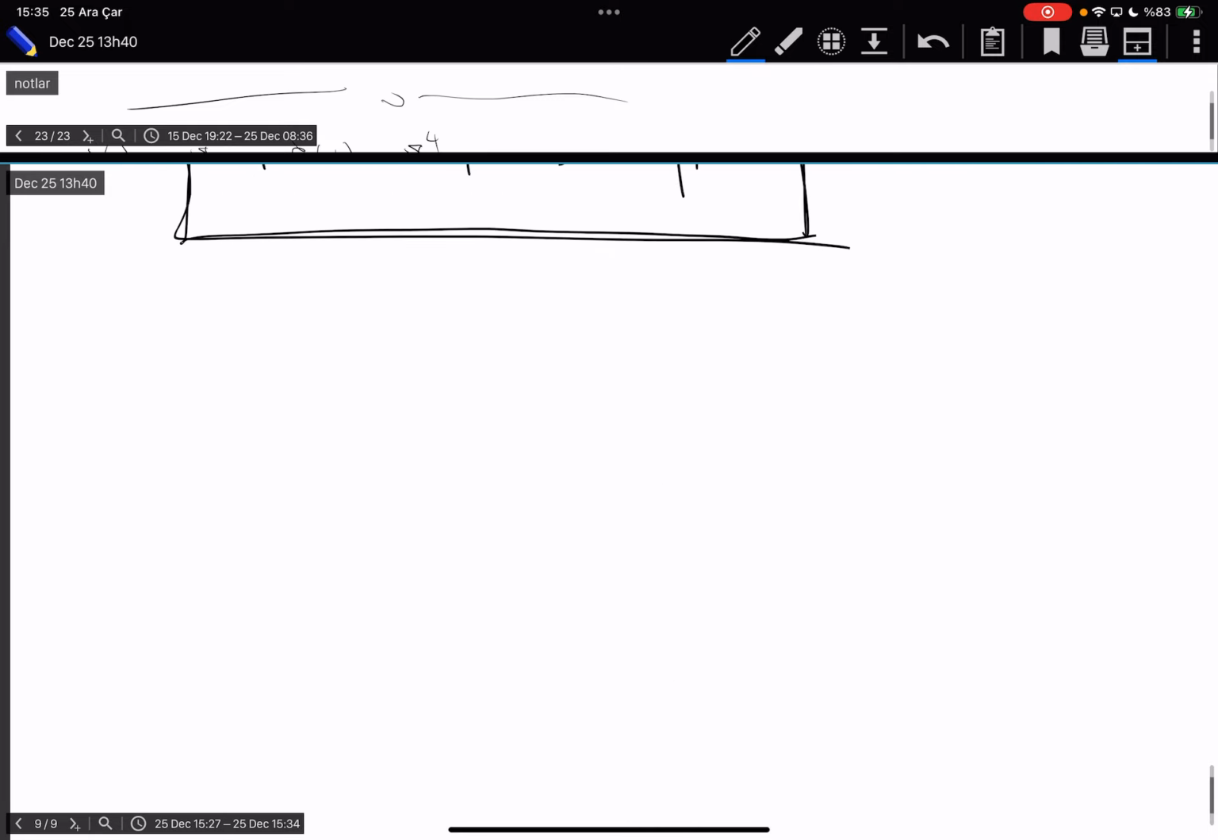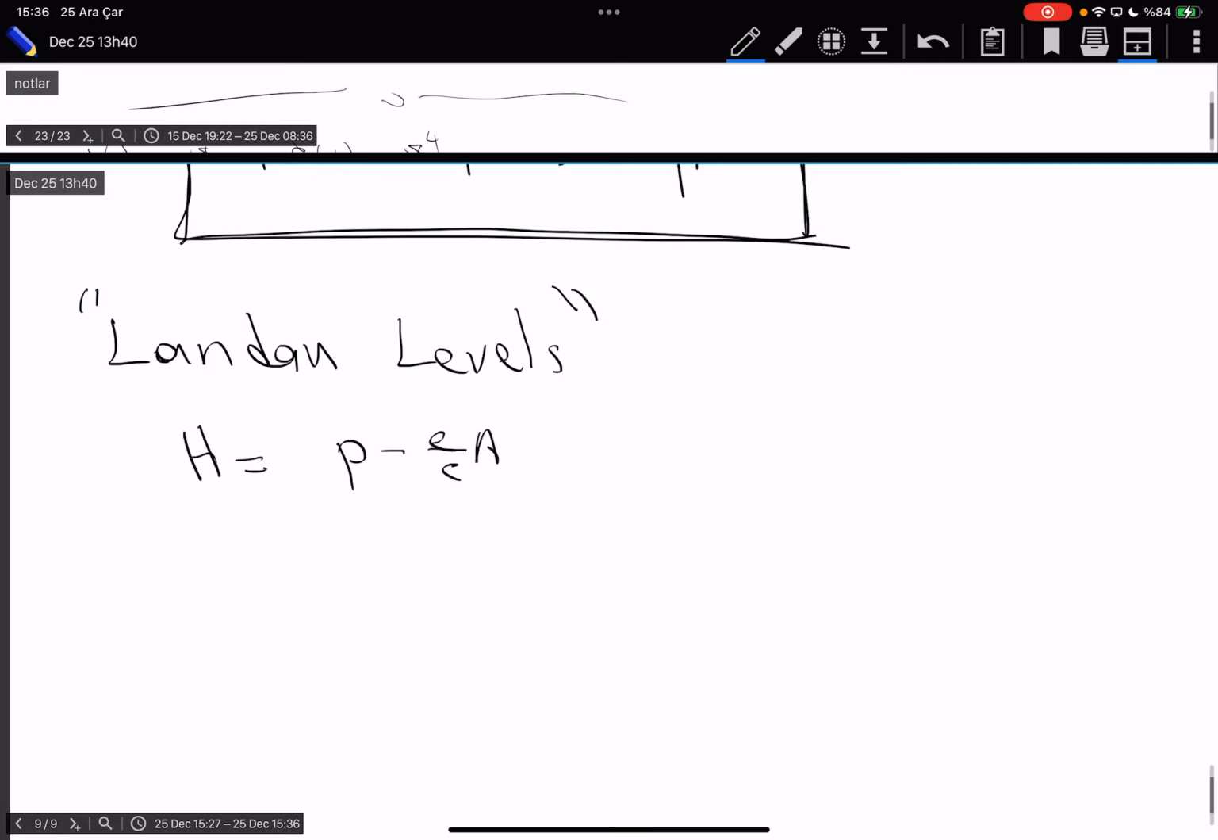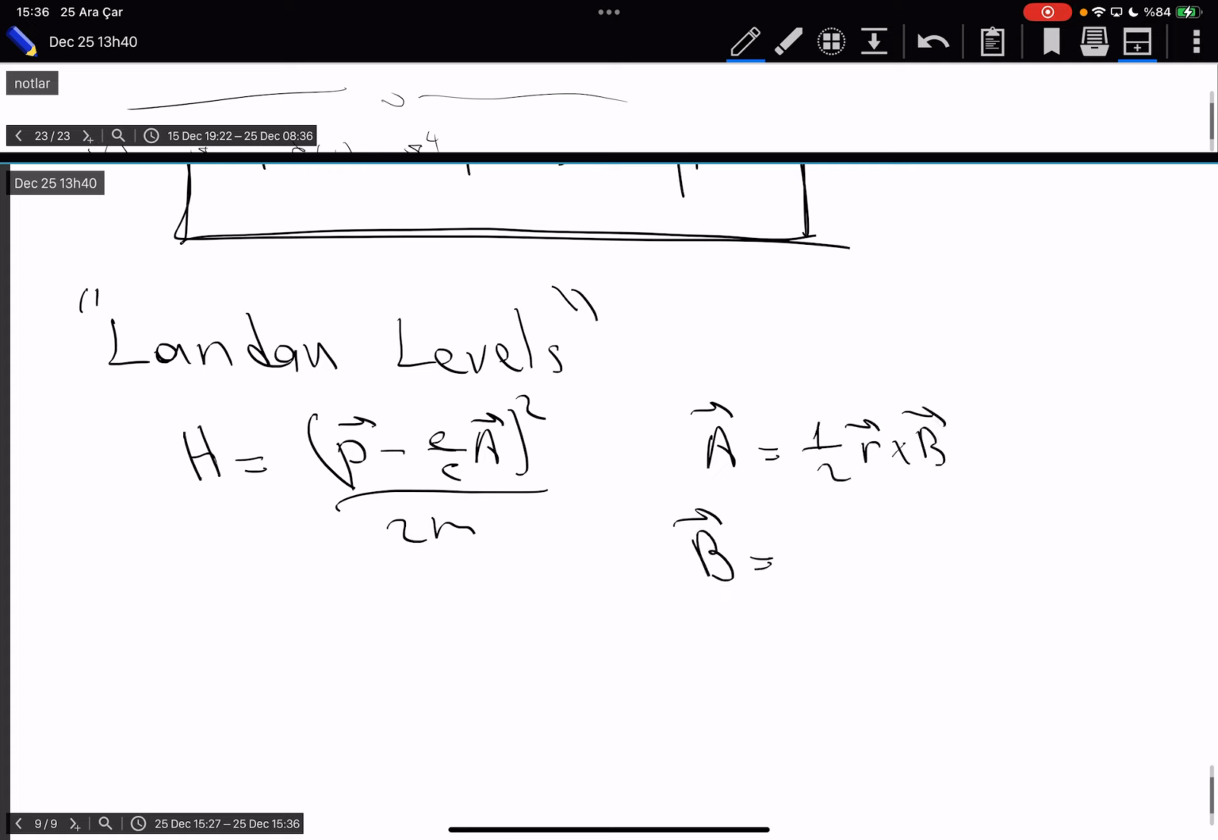Now, if you have time before Monday, I would advise you to look at Landau levels. The problem is, take the electrons and put them in a magnetic field. The Hamiltonian will be (P minus e over c A) squared over 2m. Take A to be 1/2 r cross B, B being B in the z-hat direction. And look at what this Hamiltonian becomes. It's an interesting problem. You will see that it actually becomes harmonic oscillators in the XY plane and a free particle in the Z direction.